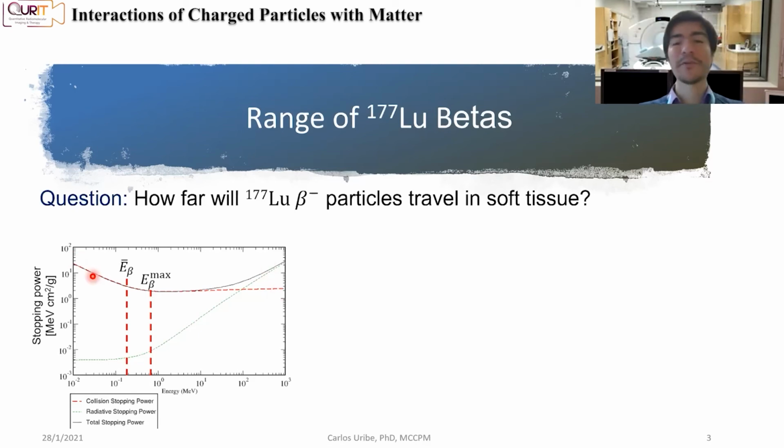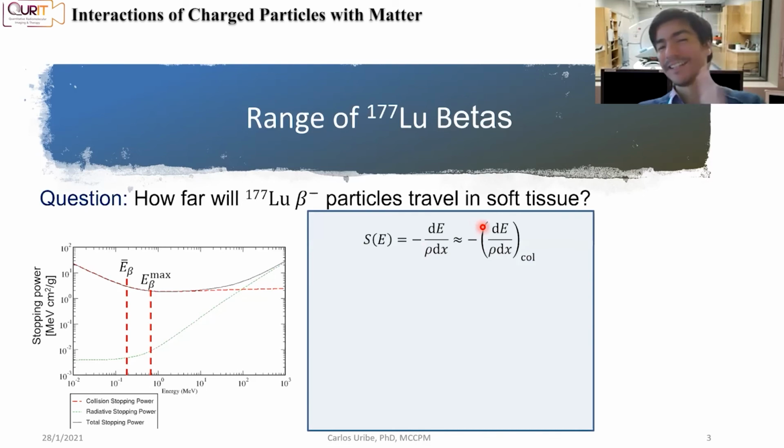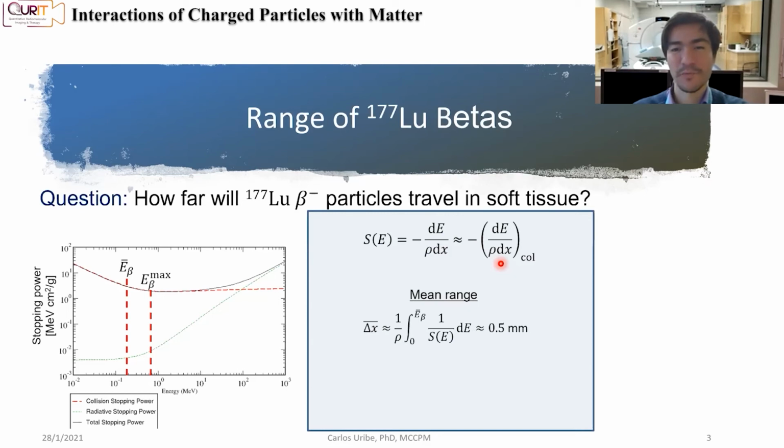So we know the stopping power, and we know that the stopping power is energy lost per length. So we can go and look for the length, the mean range. Think about this as multiplying by dx on the left side, dividing by the stopping power on the right side, and integrating on both sides. If you want the mean range, the mean distance that a particle will travel, you would integrate from 0 to the mean energy of the beta particles coming out from the decay of lutetium.